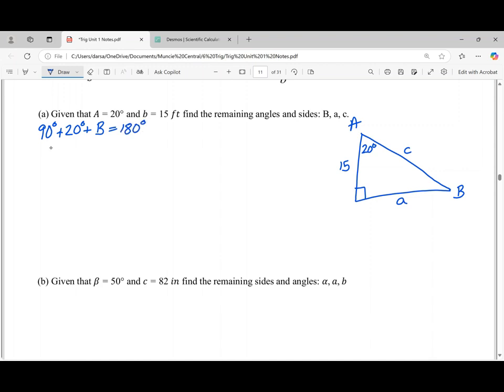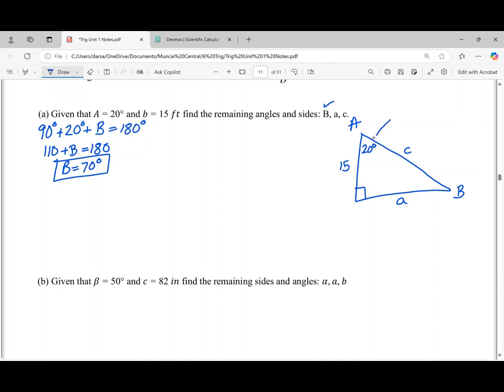So that means 110 plus B is equal to 180. So B will be 70 degrees. That is the first angle that we are looking for. So we have found angle capital B. Let's next try to find side little a.